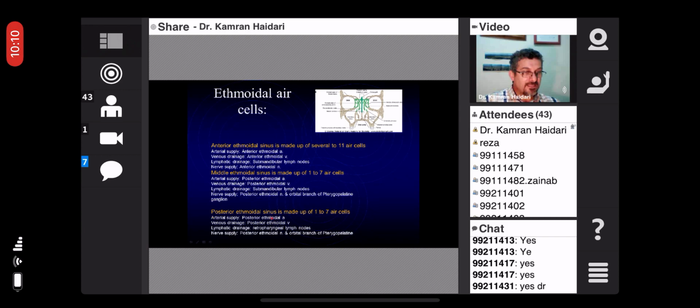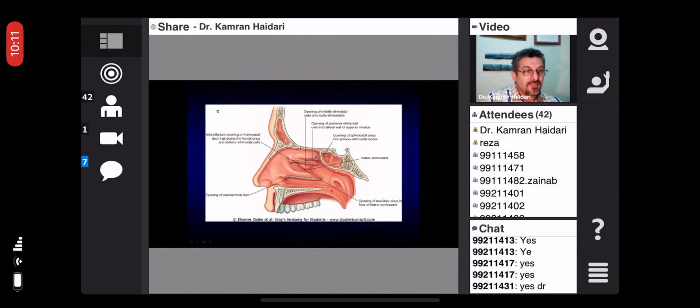Posterior ethmoidal sinus, which are one to seven cells most of the time, drains into the superior meatus. Okay, opening of the posterior ethmoidal cells to the lateral wall of the superior meatus.